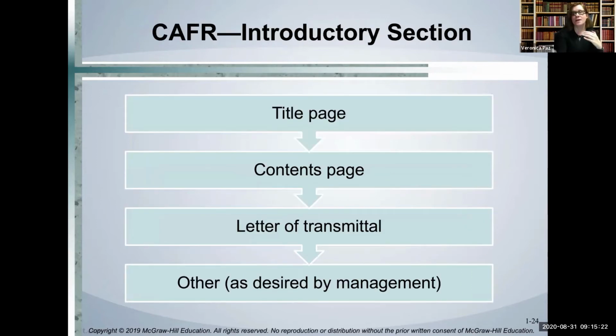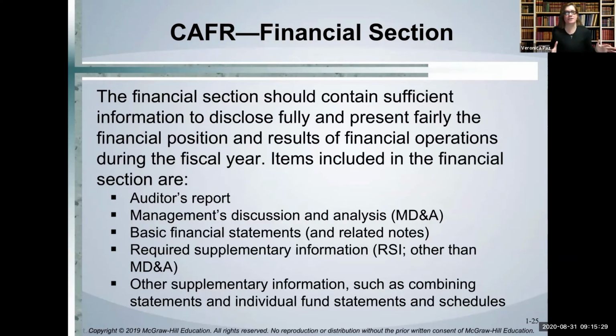And then what we have in the introductory section is the letter of transmittal. Make sure you understand that. And then we have the financial section. And this is where most of our information is. This is what we disclose fully, and we present fairly the financial position and the results of the financial operations. And in here, you have the MD&A, and then you have the financial statements and related notes. Then you have the required supplementary information, and then any other supplementary information that you will give your citizens. So just make sure that you note that this is the financial section.